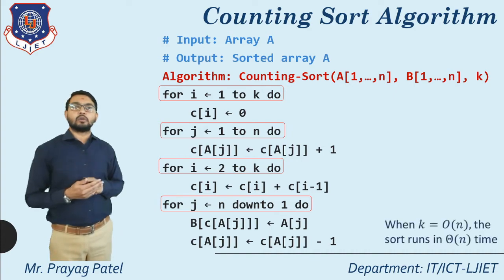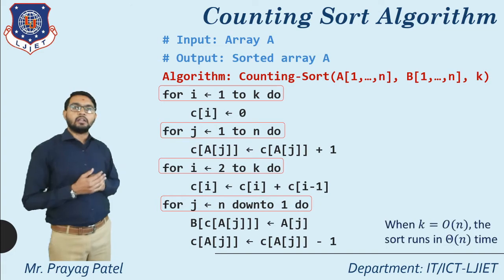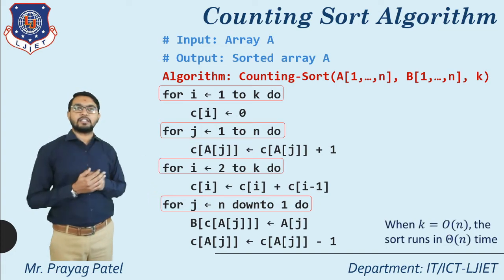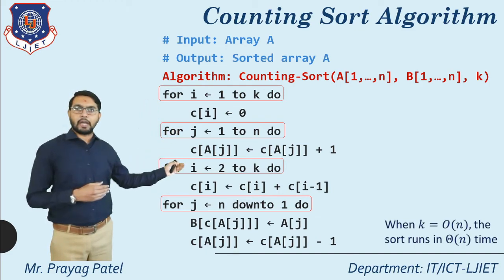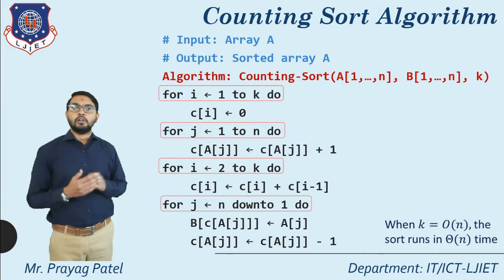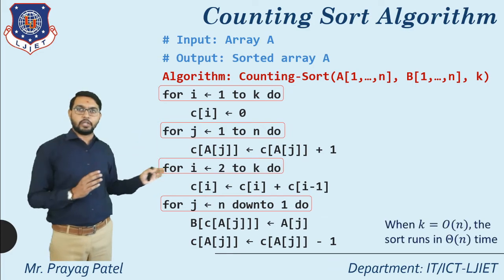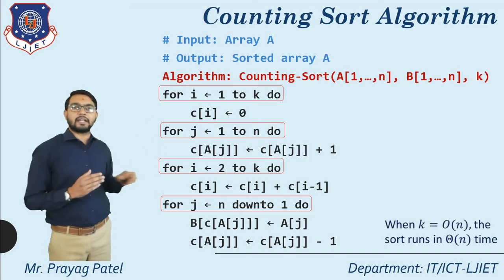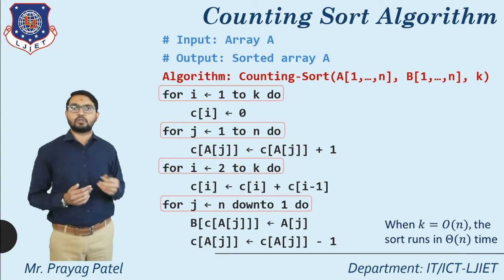Now the complexity of this algorithm. Here the first loop runs from 1 to k, the second loop j from 1 to n, the third loop I from 2 to k, and the last loop from n down to 1. So the first loop executes k times, the second loop n times, the third loop k minus 1 times, and the last loop n times. Since the k value is less than n, we can say that the maximum complexity of this algorithm is n, because there is no nested loop; each loop is an individual loop. So the complexity of the counting sort algorithm is big O of n.